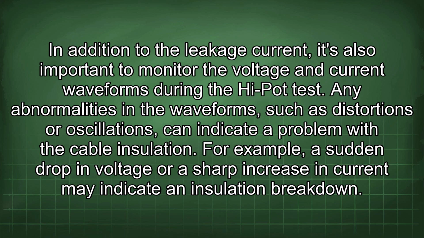In addition to the leakage current, it's also important to monitor the voltage and current waveforms during the high-pot test. Any abnormalities in the waveforms, such as distortions or oscillations, can indicate a problem with the cable insulation. For example, a sudden drop in voltage or a sharp increase in current may indicate an insulation breakdown.